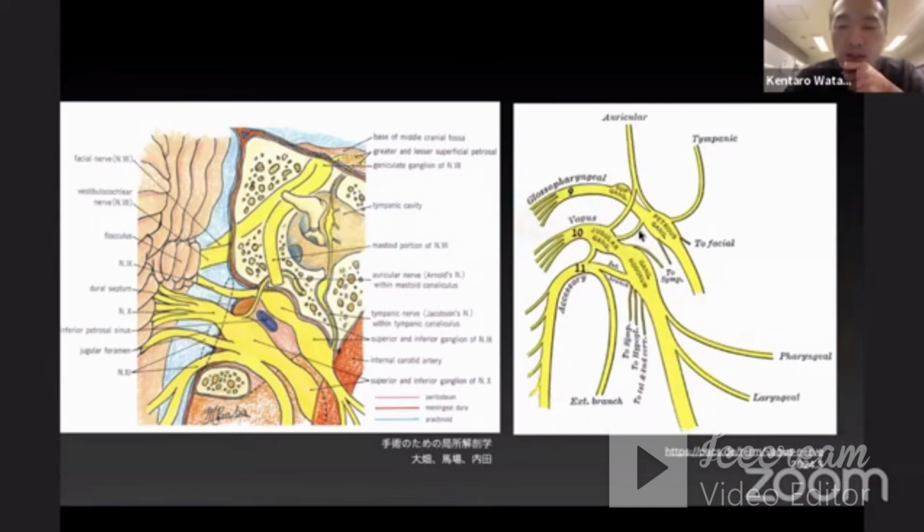But actually, I cannot find these connections, so maybe there is no connection between the 9th and 10th nerves. The 9th and 10th are just connected with other nerves like that. But it's okay. There is an inferior petrosal sinus located between the 9th and 10th nerves. I can show you the anatomy.